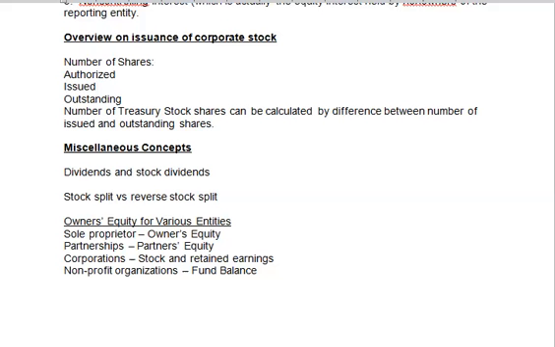Hi, everybody. Let's continue our thoughts on the overview of the equity section of an entity. One of the things you look for when you look at the corporation's balance sheet is the information on the stock. On the balance sheet and in the notes, here are some of the things that we'll look for about the number of shares of stock of the corporation. First is the number of shares authorized.